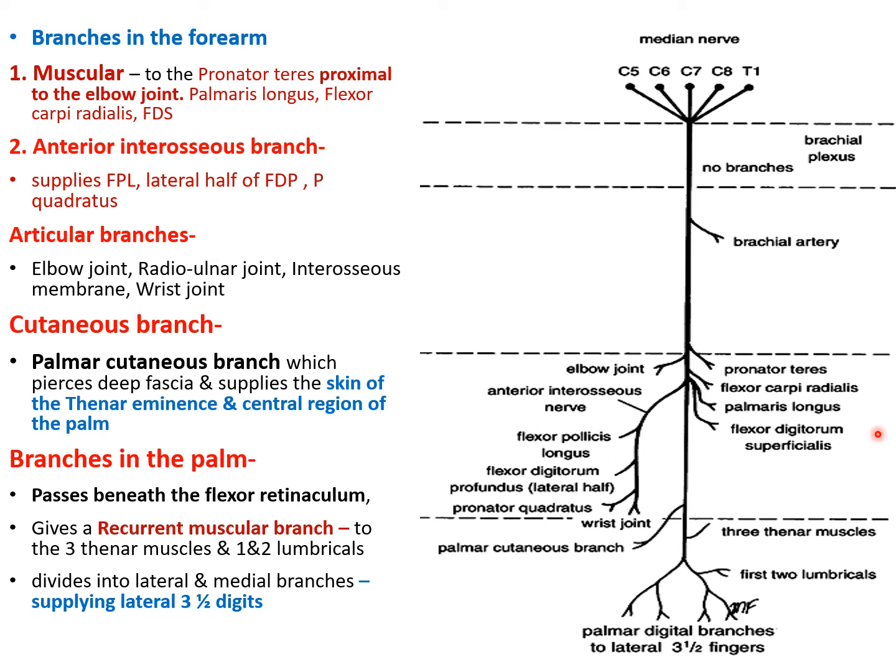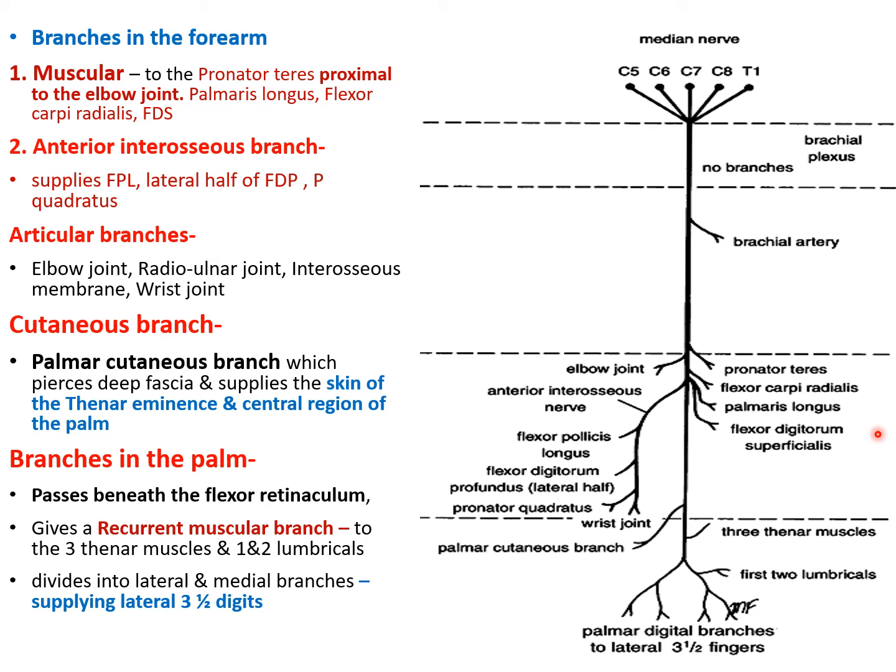It supplies the flexor pollicis longus and the lateral half of flexor digitorum profundus, the lateral half of flexor digitorum profundus which gives rise to tendons for the index and middle finger. And also the anterior interosseous branch supplies the pronator quadratus. The anterior interosseous branch also supplies the elbow joint, the superior and inferior radioulnar joint, interosseous membrane and wrist joint.